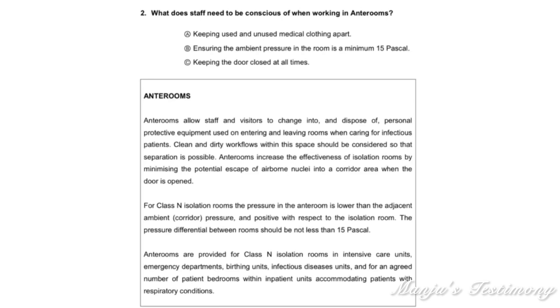Anterooms allow staff and visitors to change into and dispose of personal protective equipment used on entering and leaving room when caring for infectious patients. I already explained, so they remove the clothing. I'm not repeating anyway, you understand, right? Clean and dirty workflows within this space should be considered so that separation is possible. This is the most important sentence that we need to stick on. Okay, clean and dirty workflow.